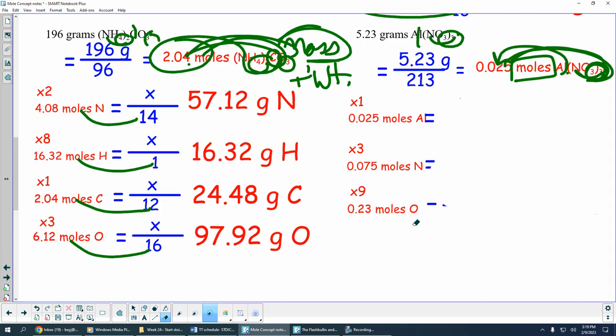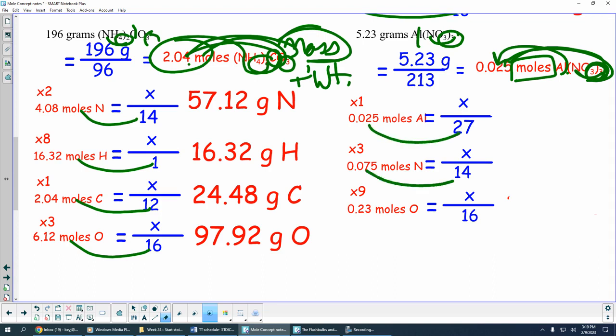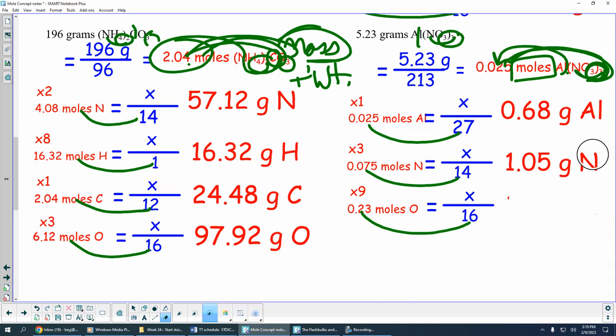Now, moles equal mass over formula weight, and the question asked for the mass of each of these elements. So mass over formula weight of 1 aluminum. I'm going to set these moles equal to mass over the formula weight of 1 nitrogen. I'm going to set these moles equal to mass over the formula weight of 1 oxygen. So what we're going to do is take our moles times our formula weight, our moles times our formula weight, and our moles times our formula weight. And when you do that, you should get 0.68 grams of aluminum, 1.05 grams of nitrogen, and 3.68 grams of oxygen.